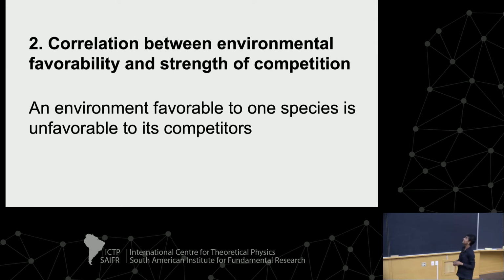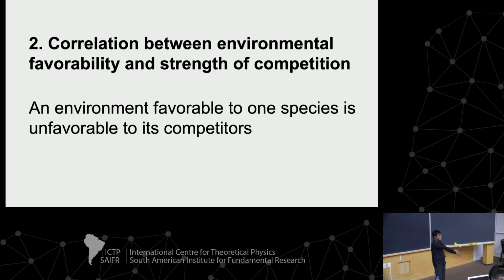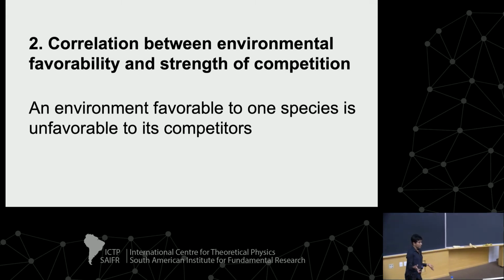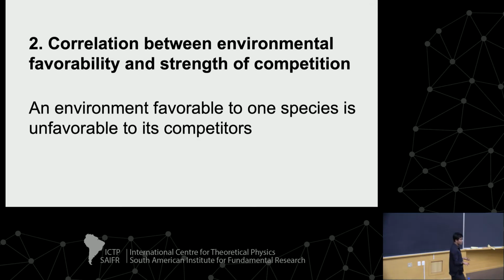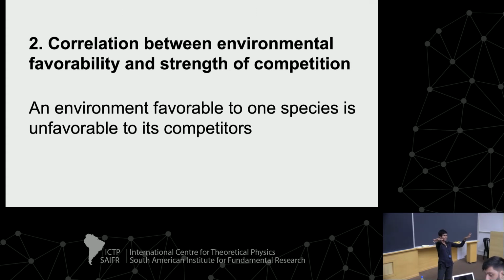Now, the second thing is this covariance, or the correlation, between the environmental favorability and strength of interspecific competition. So essentially, an environment that is favorable to a given species is unfavorable to its competitors. That is why, if you do have these different responses to the environment, that's almost guaranteed, isn't it? If you're better off in the cold environment, your competitor is better off in the warmer environment, what can that say about the correlation between favorability of the environment and the strength of interspecific competition? They're not positively correlated, right?